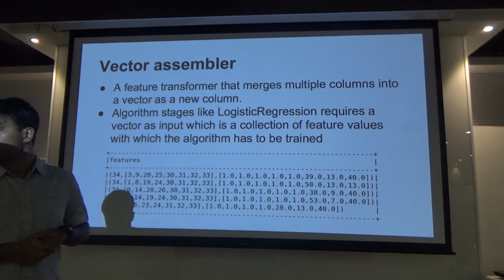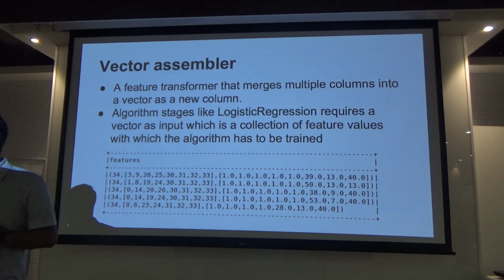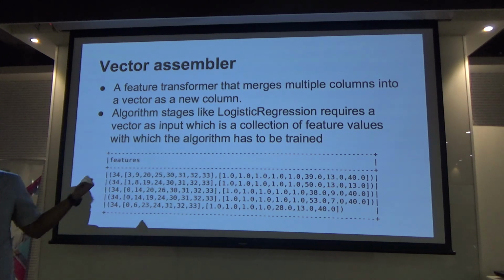One question is, when it assembles, when it transforms into a vector, does it utilize more space? Yeah, because it's adding a new column, right? So there will be more space than the existing data frame? Yes, yeah.